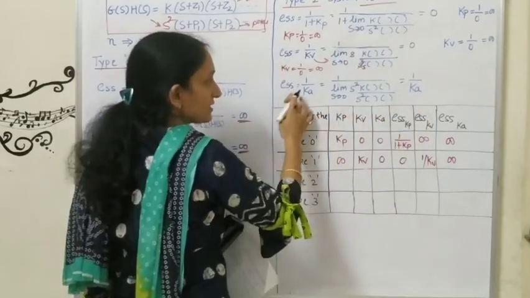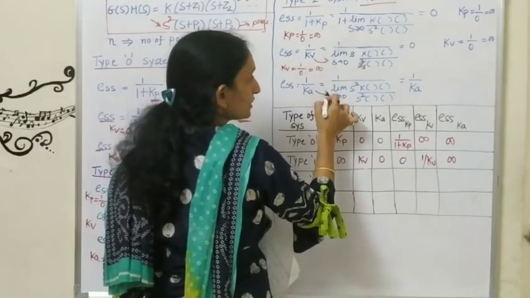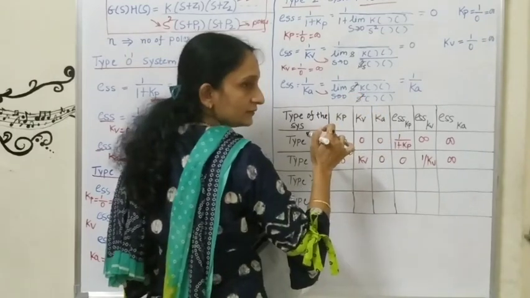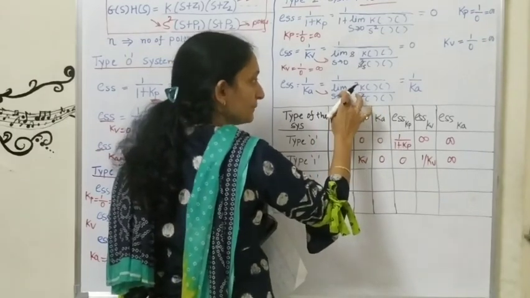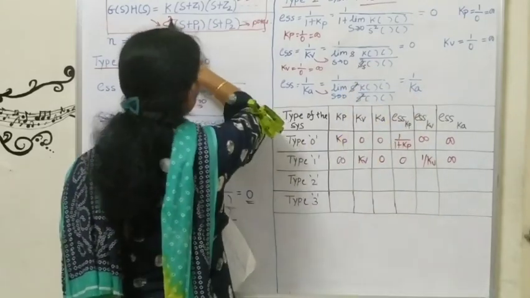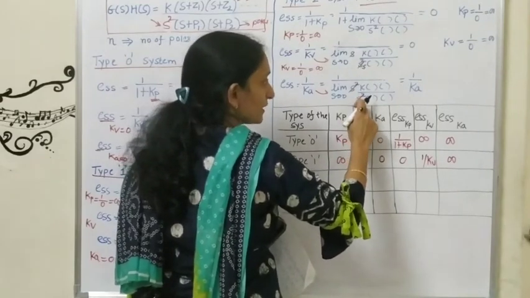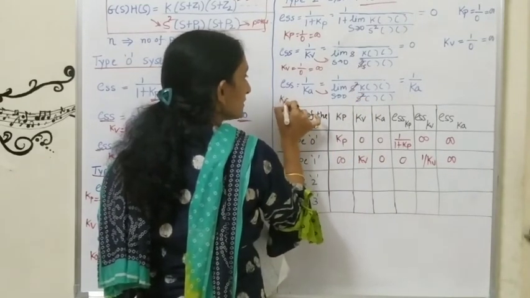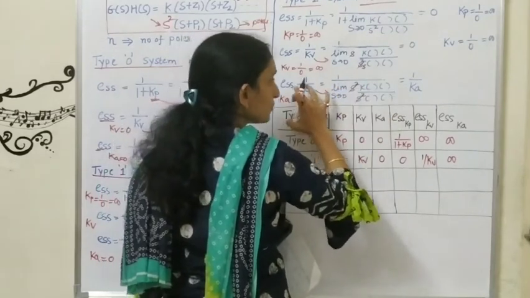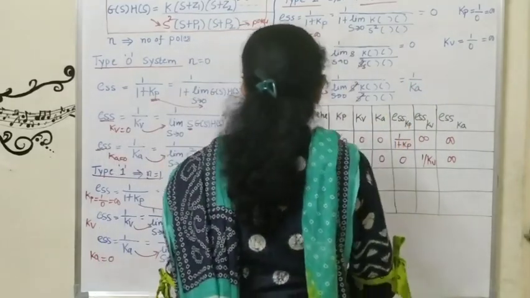Again next, ess is equal to 1 by k, so I am substituting the formula of k. Look at this, here s square will get cancelled, because the formula is limit s tends to 0, s square g of s h of s. For type 2, the s square term is there, so this s square will get cancelled, and you will get some value of k. This term will be some constant value, therefore ess will be again some constant value. So I am writing the type 2.